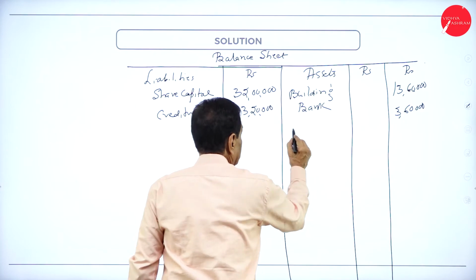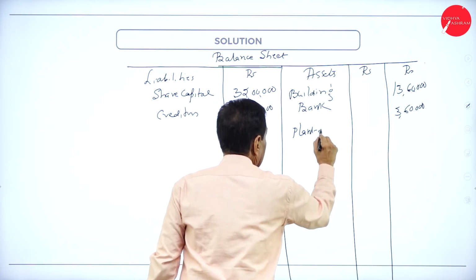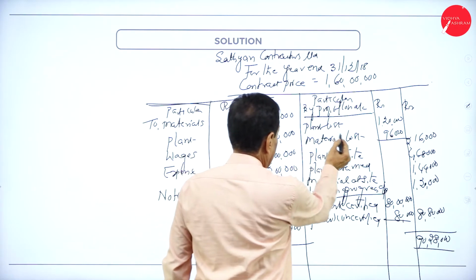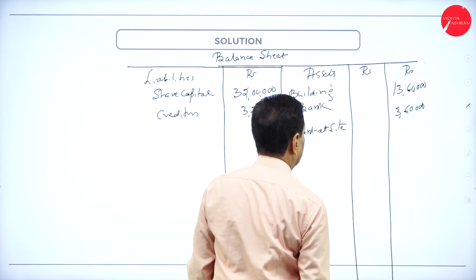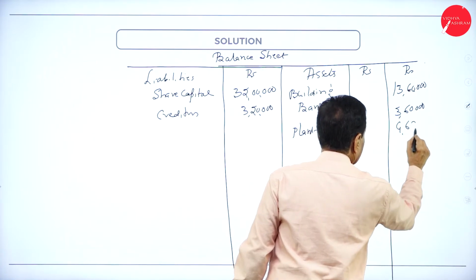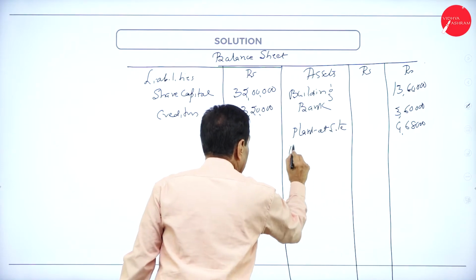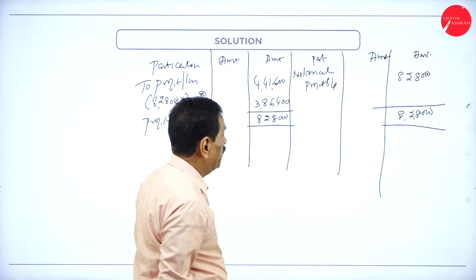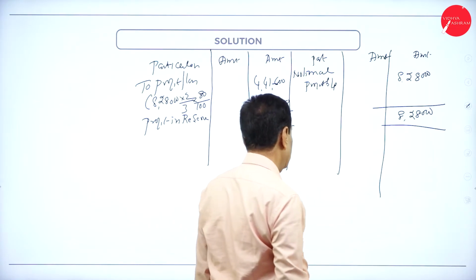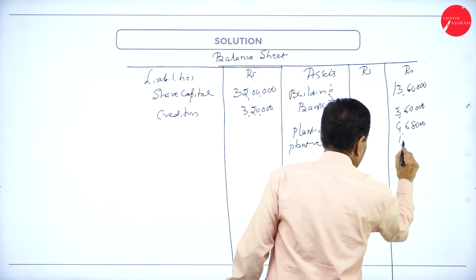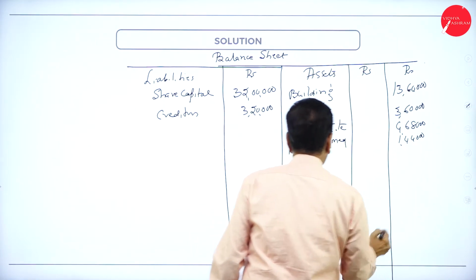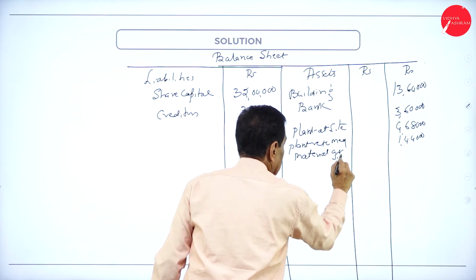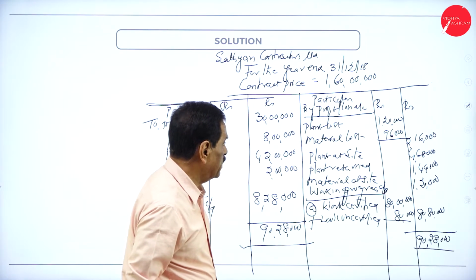Then plant at site, whatever you calculate. What's your plant at site? Here, what's your plant? 4,68,000. Plant returned. What's your plant returned? 1,44,000. Material at site, 1,20,000.